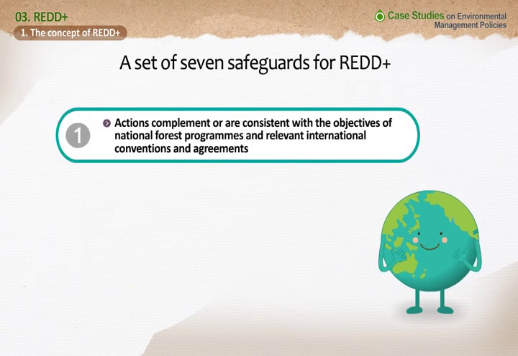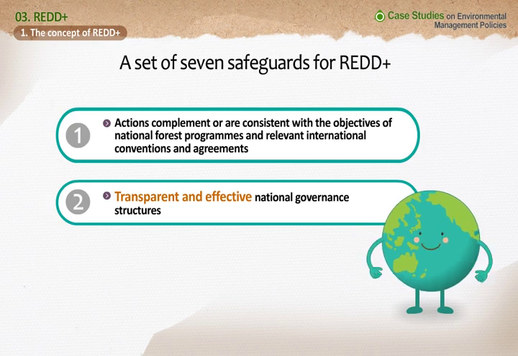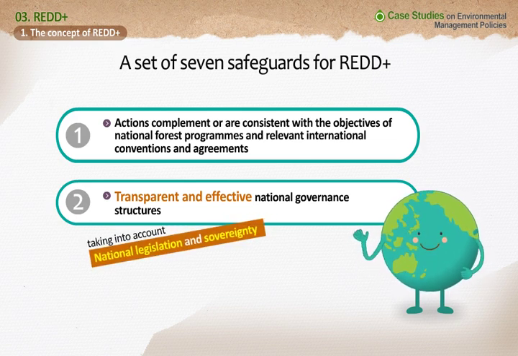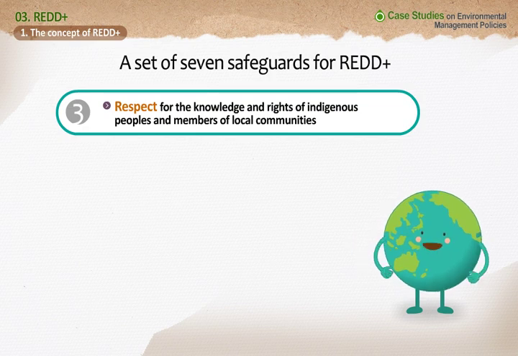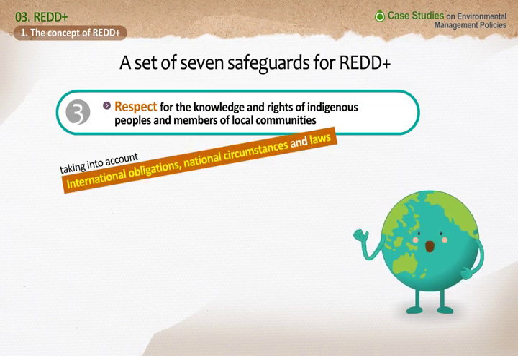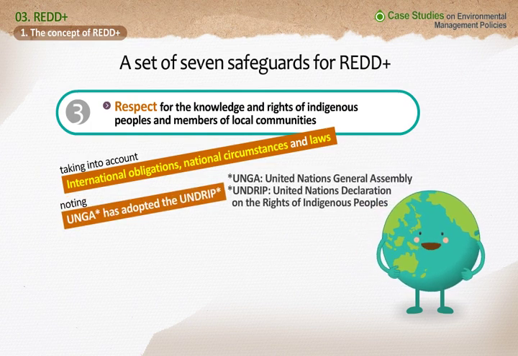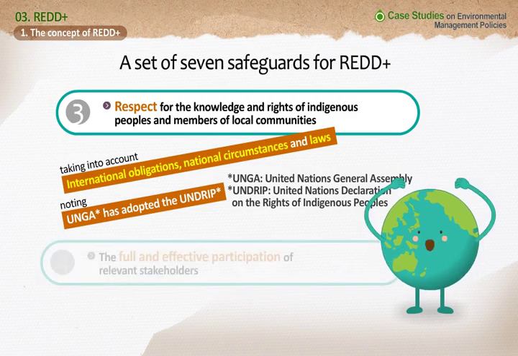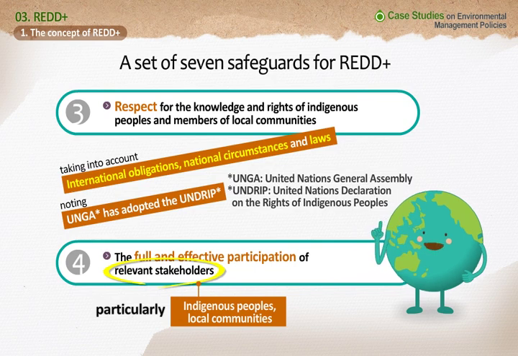The 7 safeguards are that actions complement or are consistent with the objectives of national forest programs and relevant international conventions and agreements; transparent and effective national forest governance structures, taking into account national legislation and sovereignty; respect for the knowledge and rights of indigenous peoples and members of local communities by taking into account relevant international obligations, national circumstances and laws, and noting that the United Nations General Assembly has adopted the United Nations Declaration on the Rights of Indigenous Peoples; the full and effective participation of relevant stakeholders, in particular indigenous peoples and local communities.